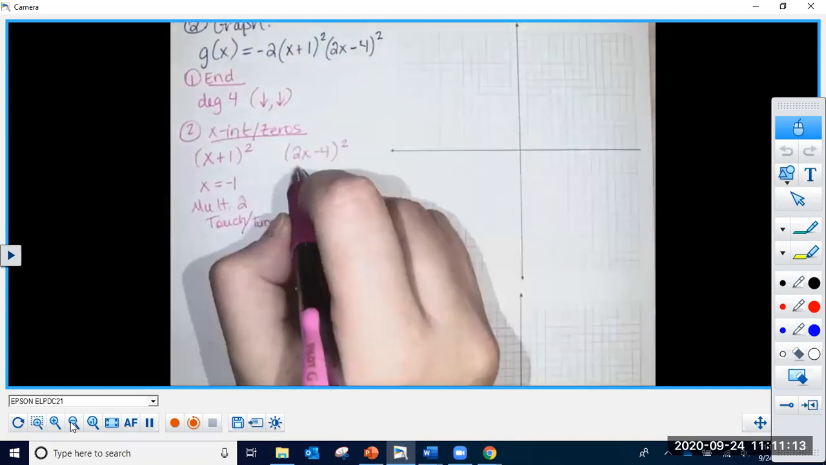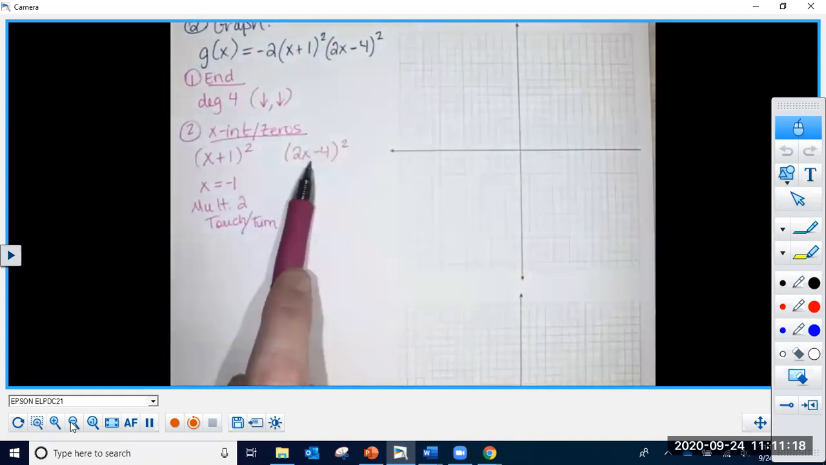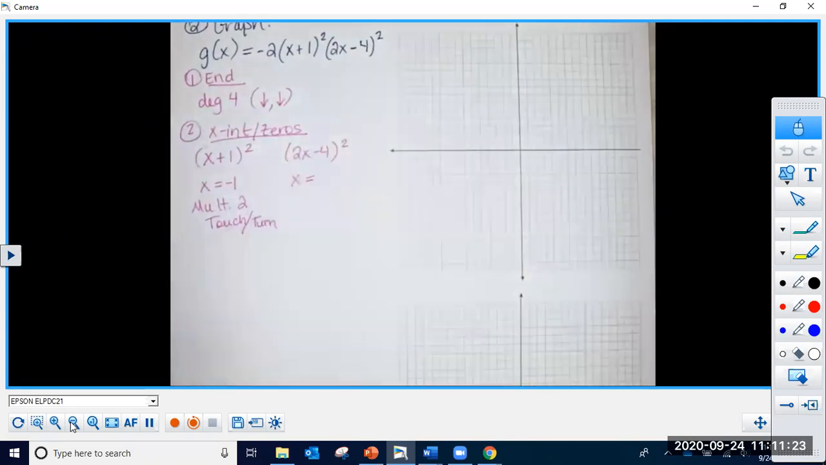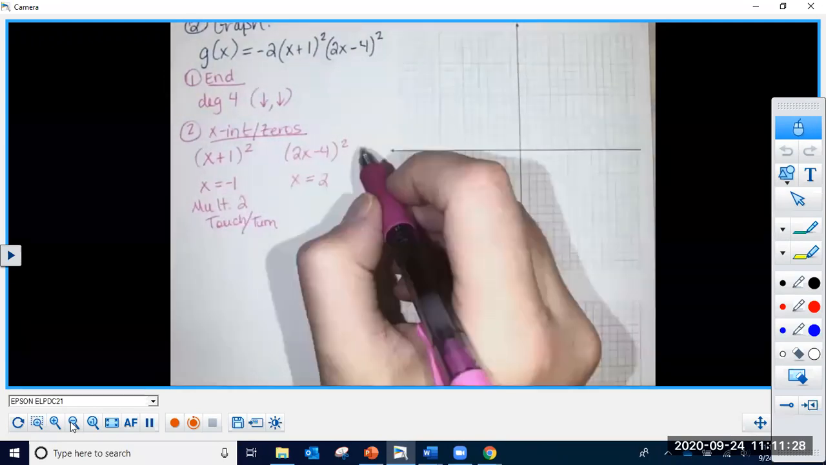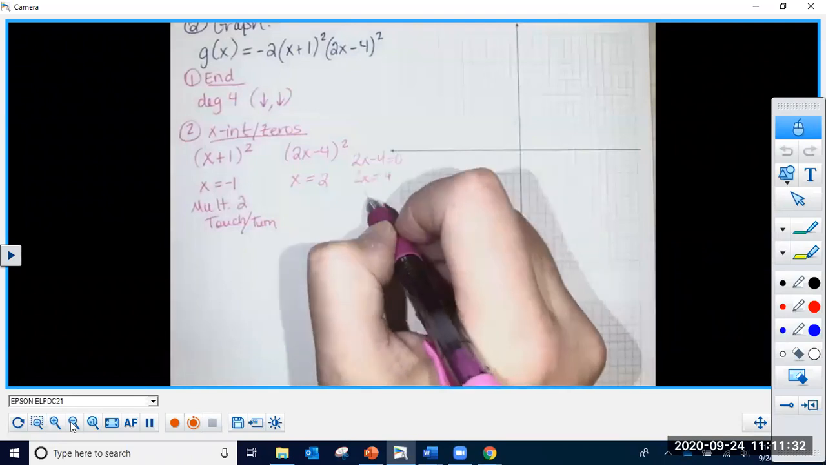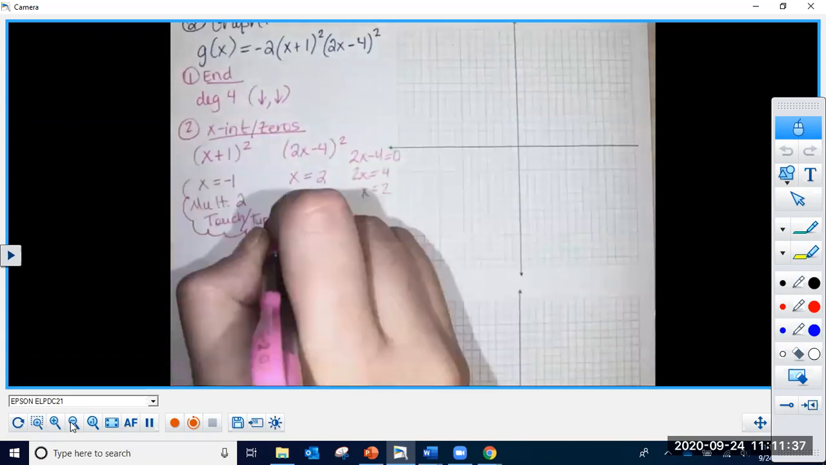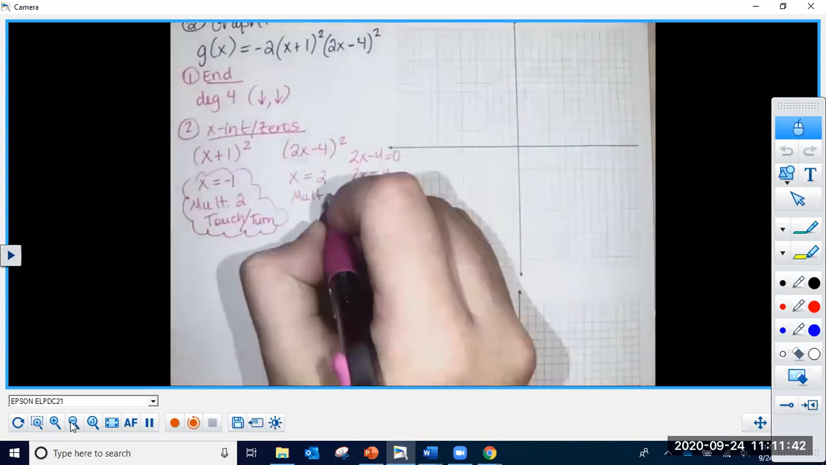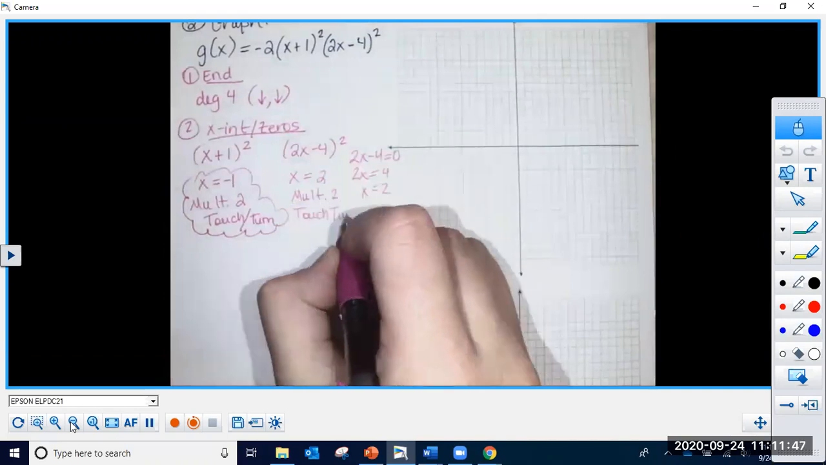And then for this piece, when you set that equal to 0 and solve, just do it in your head, add 4 and then divide by 2. So what's your x-intercept here? Good. So for those of you that need to see that, just set it equal to 0, solve, divide by 2. So x equals 2. And then what would that multiplicity be? That multiplicity is also even. So it's going to touch and turn back.